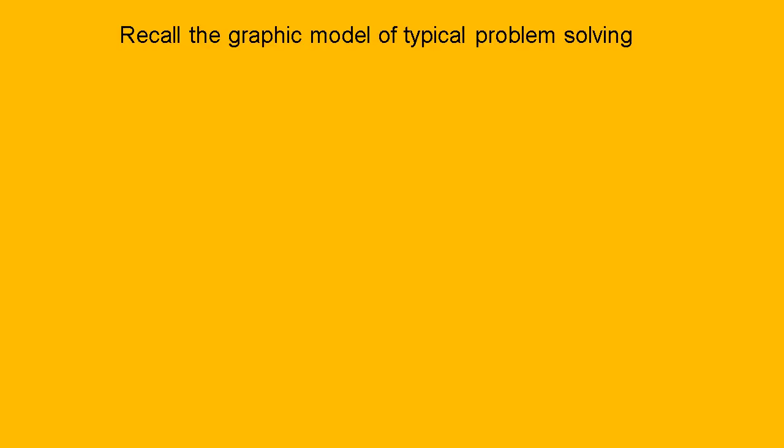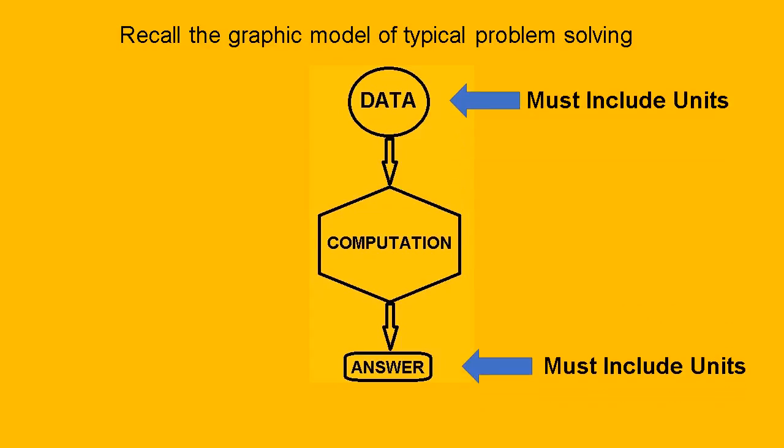Now, if you recall the graphic model of typical problem solving that we had earlier, something like this, where you start with data, you calculate, and then you come out with an answer. The data must always include units. And now we found out that the answer must also include base units. All right? And the data has to be in base units as well. And if it is given in something else, then you have to convert it to base units.